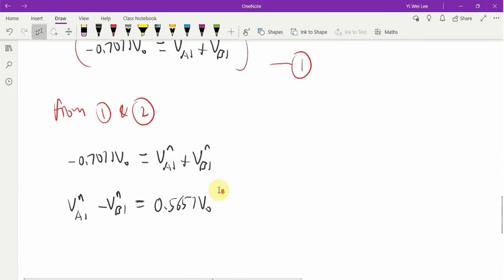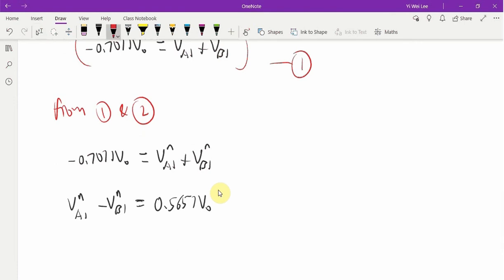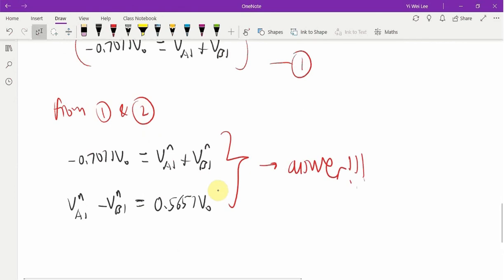Alright. Now, we actually have both these equations. And by combining both these equations, we can get our answer. And there you have it. That's basically what we have done all together. We have managed to solve this equation.